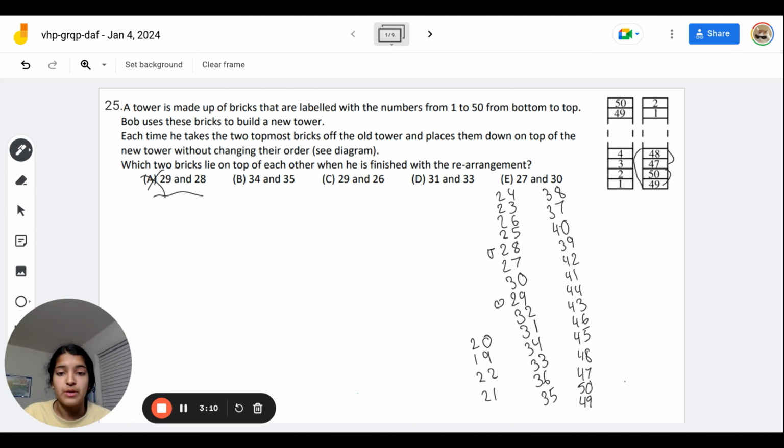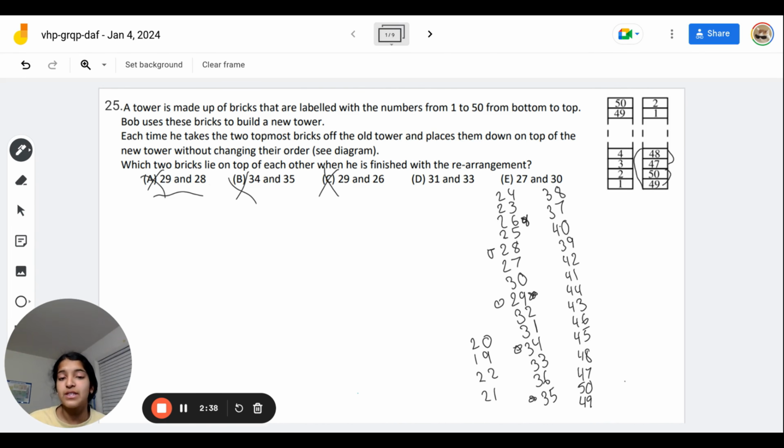Okay, B, which is 34 and 35. For this one, it's the same concept as A, why A doesn't work. So 35 is down here, 34 is up here, and it won't be B. So we see C, which is 29 and 26. Technically, there's a very real possibility that this could totally work, but 29 is all the way down here, and 26 all the way up here. So it's definitely not 29 and 26.